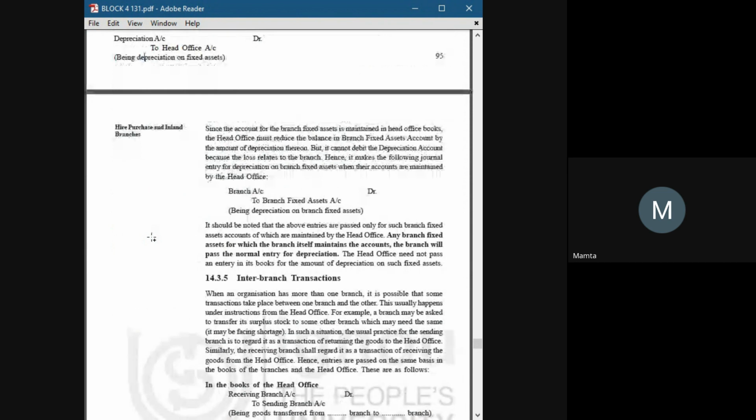Now, in some cases, head office doesn't maintain the records. They just give it to the branch to maintain their records and prepare all the final accounts. In that case, branch can pass the entry for depreciation. So the entry would be depreciation account debit to branch fixed asset account.